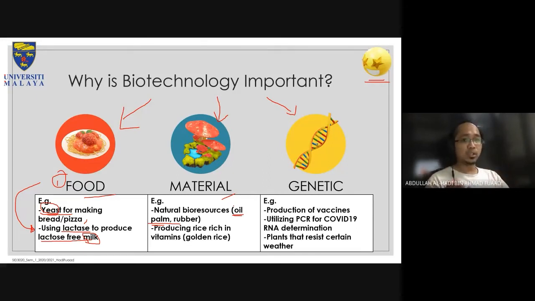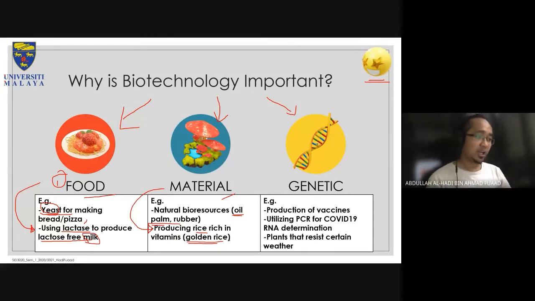Especially in Malaysia, in our country, where palm oil and rubber are among our most sought-after natural resources. So there's a lot of research going on around oil palm and rubber. Additionally, using biotechnology, you can produce a rice which is rich in vitamins. The name of the rice is golden rice. So again, you can Google this.